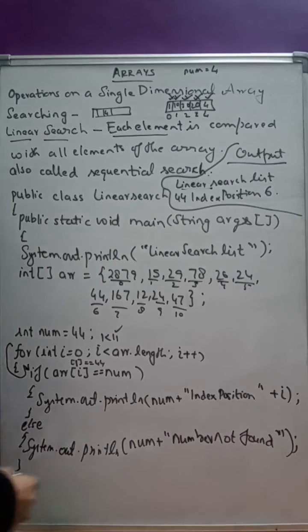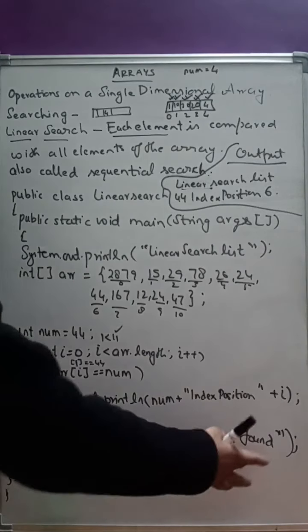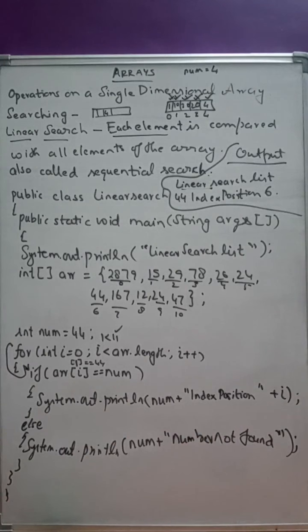Again the loop will run for the third time, where the value of I is equal to 2, and when you compare, the value will again be false. So again it will print number not found. It will keep on checking the condition until 5, and until 5 the condition is wrong.